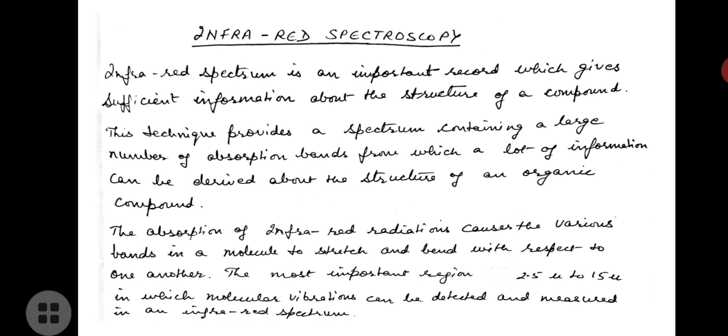The absorption of infrared radiations causes the various bonds in a molecule to stretch and bend with respect to one another. The absorption of infrared radiations causes an excitation of the molecule from a lower to a higher vibrational level. We know that each vibrational level is associated with a number of closely spaced rotational levels. Clearly, the infrared spectrum is considered a vibrational-rotational spectrum.